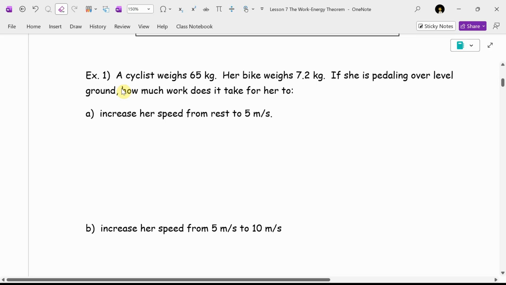Example 1, a cyclist weighs 65 kilograms. Her bike weighs 7.2 kilograms. Let's combine that right now into one mass. On your calculator, can you go 65 plus 7.2? I think it's 72.2, but double check me. Yeah?